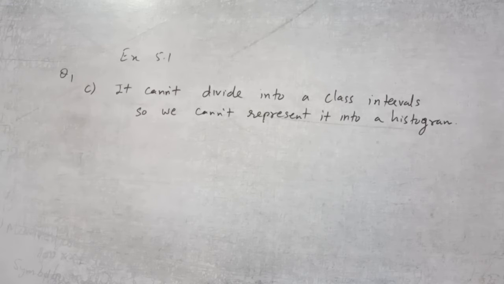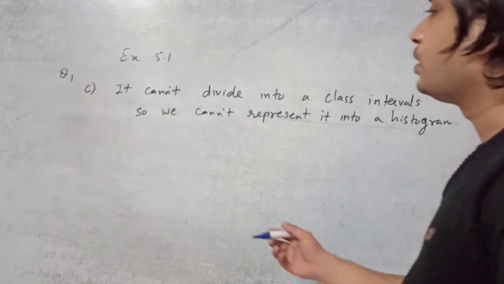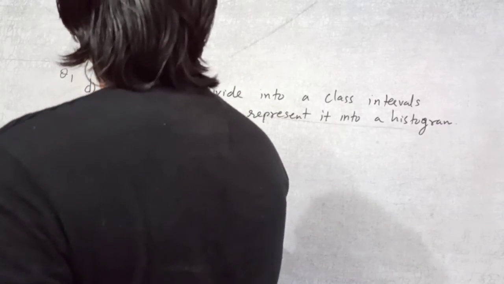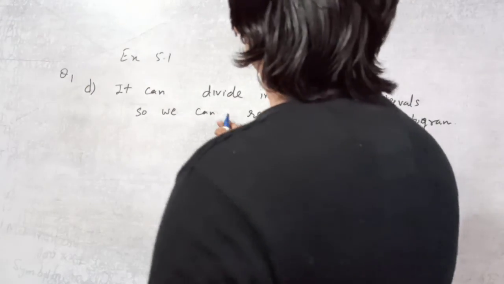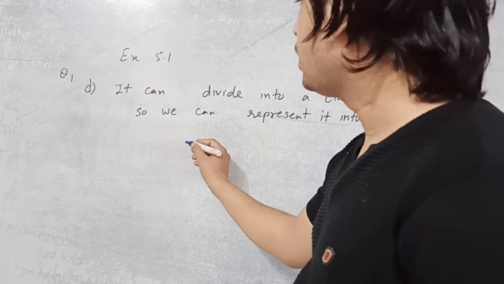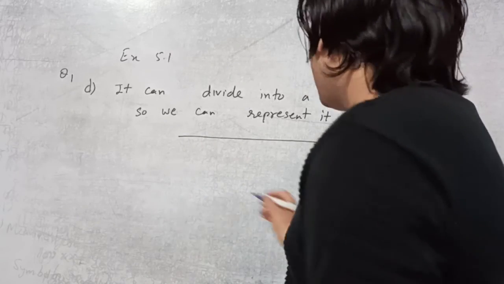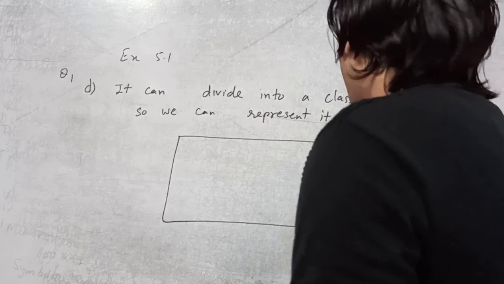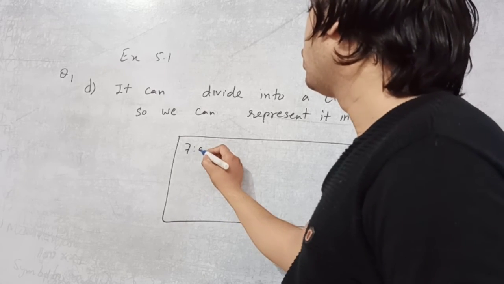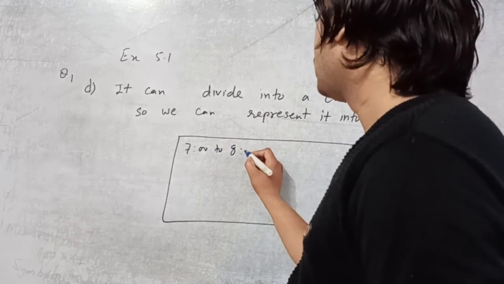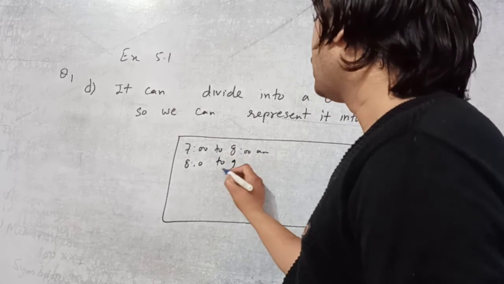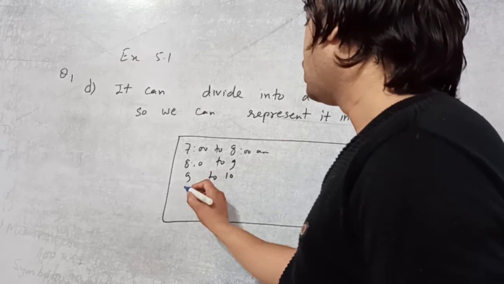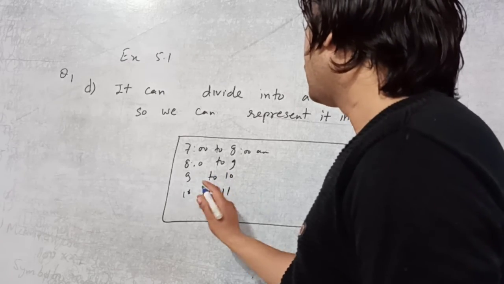It is given the number of passengers boarding a train from 7 a.m. to 7 p.m. So in D1 it can be divided into class intervals, so we can represent it as a histogram. How can we represent it as a histogram? Suppose we divide the time by 1 hour: from 7 to 8 a.m., then from 8 to 9, from 9 to 10, 10 to 11.